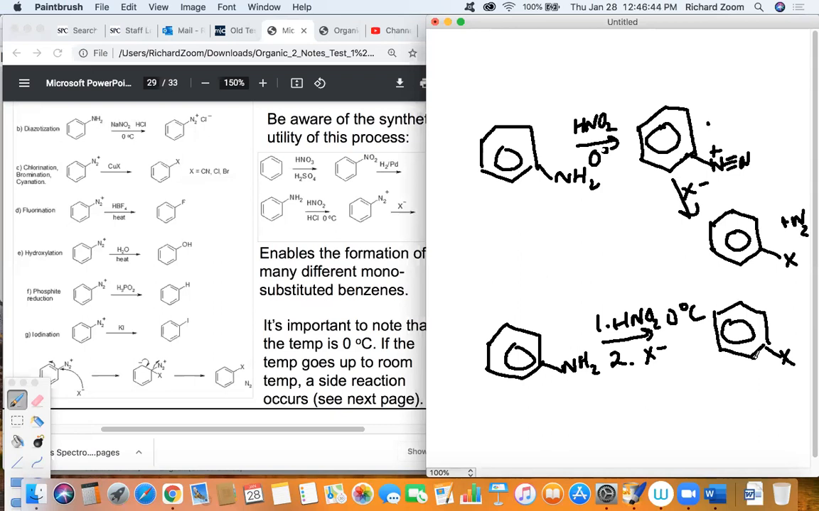Often those last two steps are done in the same pot anyway. So we don't usually form the diazonium salt and isolate it. We usually form it and then add the nucleophile straight in. All right, does anybody have any questions?